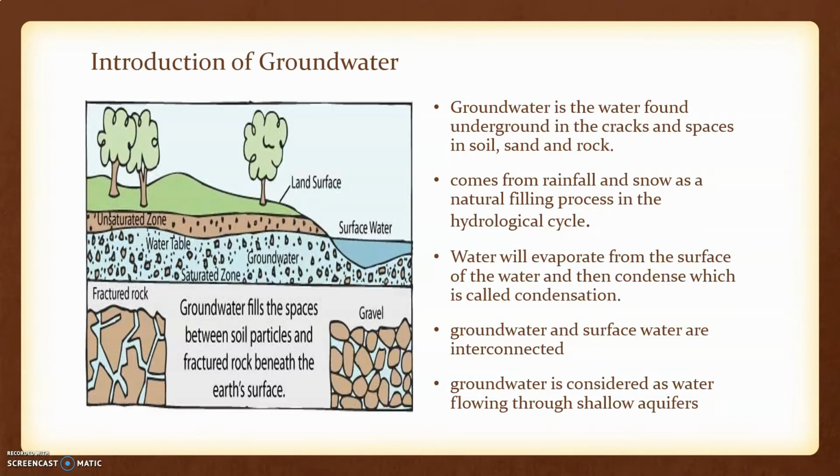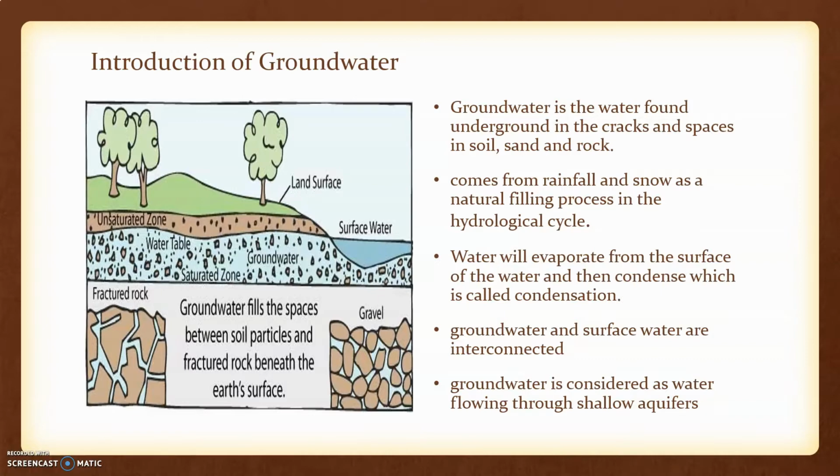My name is Zafina Imani binti Ibrahim, and I will explain about the introduction of groundwater. All water under the ground is called groundwater, as opposed to surface water. Groundwater is in both saturated and unsaturated conditions in the strata and soil, and its movement is slow. Groundwater comes from rainfall and snow as a natural filling process in the hydrological cycle.